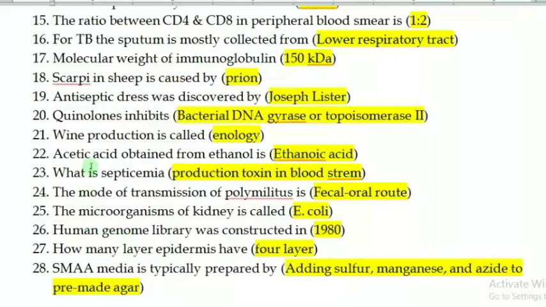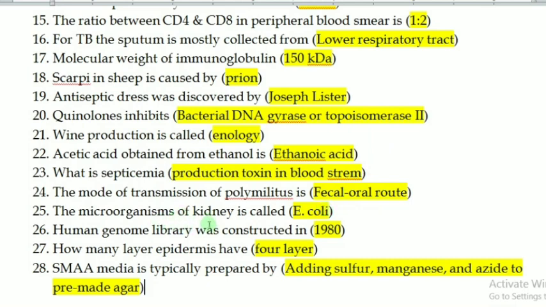Then we have quinolone antibiotics, which are mostly used to inhibit bacterial DNA gyrase or topoisomerase II. We have wine production or the study of wine, which is called enology. Acetic acid is mostly obtained from ethanol. What do we call that? We call that ethanoic acid. What is septicemia? Septicemia is mostly the production of toxin in the bloodstream. Then the mode of transmission of poliomyelitis is mostly the fecal-oral route.